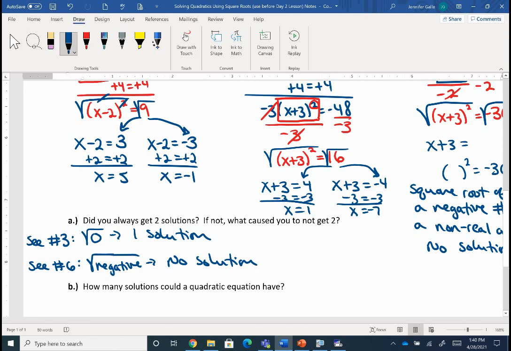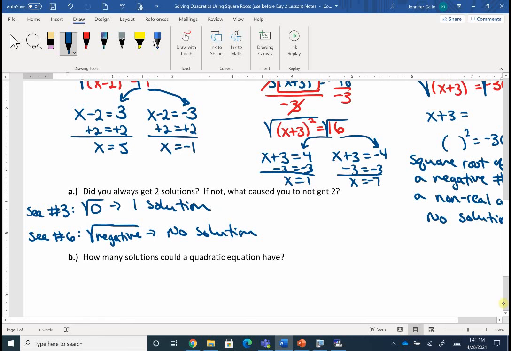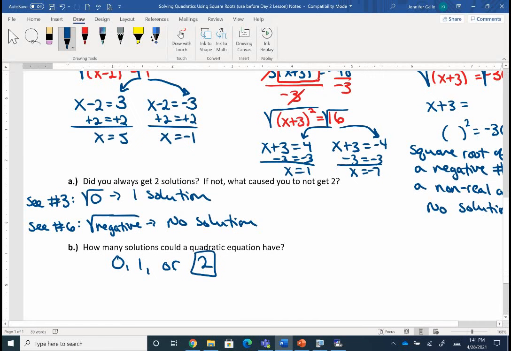And then part B pretty much says the same thing. How many could they have? We could have 0, 1, or 2. So any of those situations could happen. The most common is that you would have 2, but the other 2 do happen as well.